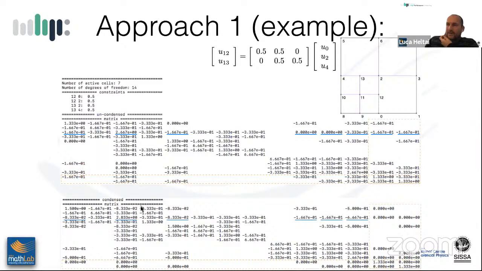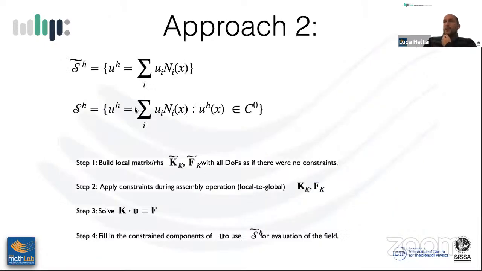So you modify the top left part of the matrix, eliminate the two sides, and set an identity with a scaling on the bottom right. And this is the approach that modifies the matrix afterwards. Approach number 2. You build the local matrices as if there were no constraints. And during the assembly procedure, so when you copy the local matrix to the global matrix, you take into account of the constraints and of the possibly non-affine constraints.